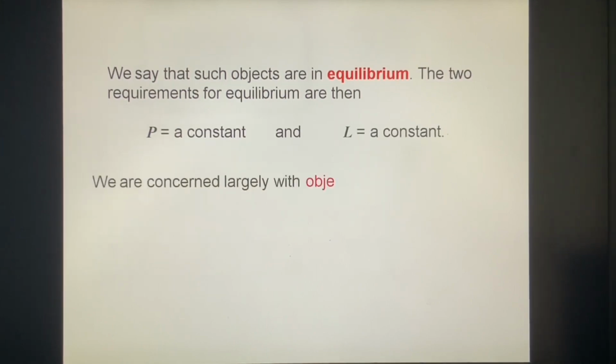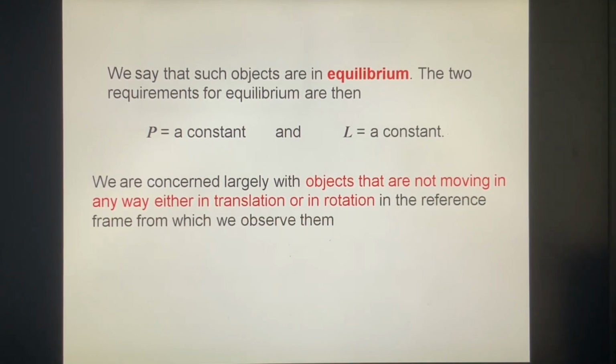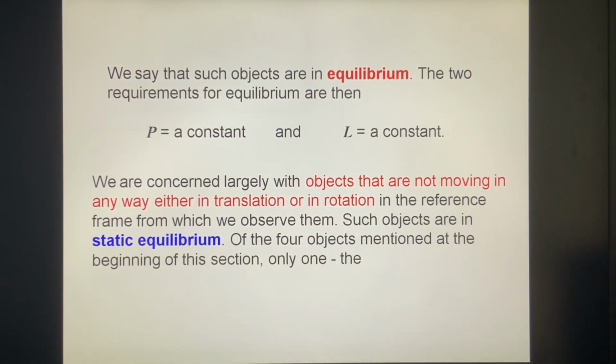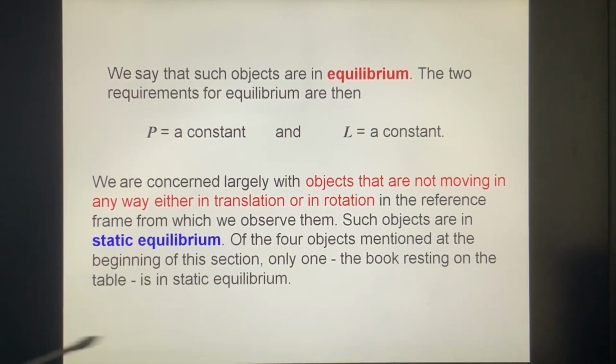We are concerned largely with objects that are not moving in any way, either in translation or in rotation, in the reference frames from which we observe them. Such objects are in static equilibrium. Of the four objects mentioned at the beginning of this section, only one, the book resting on the table, is in static equilibrium. That is, its linear momentum p equals 0.